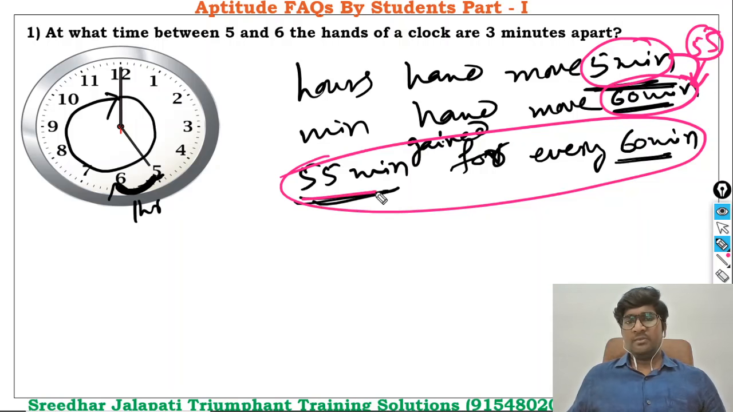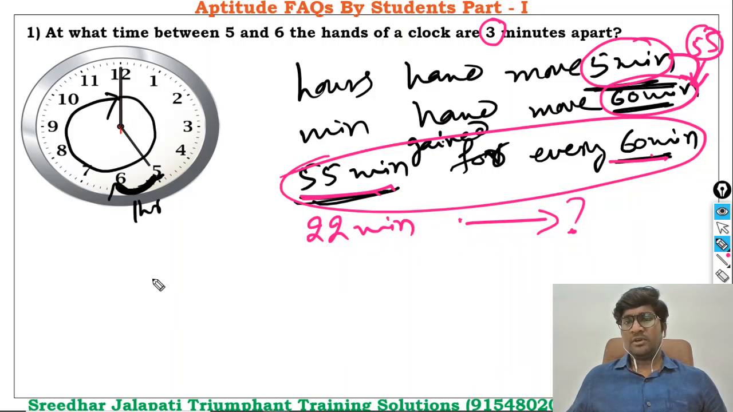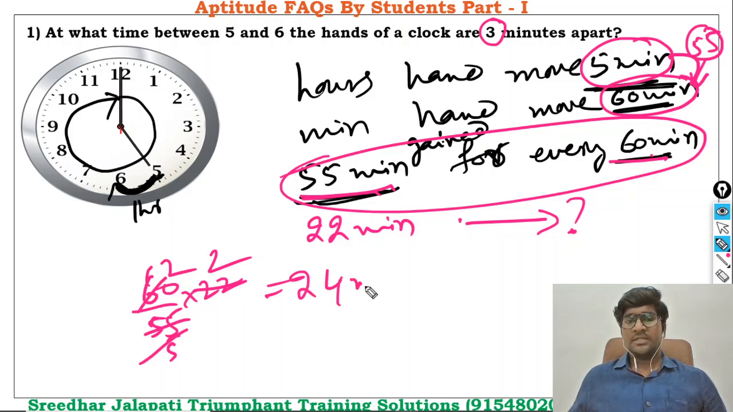Since 55 minutes are gained for every 1 hour, in this question to maintain 3 minutes space, minute's hand has to gain either 22 or 28, which we have seen just now. So to gain 22 minutes, how much time does the minute's hand take? For 55 minutes gain, 60 minutes. For 22, how much? So this will become 60 by 55 into 22. On further simplification, 11 2s are 22, 11 5s are 55, 5 1s, 5 12s, 24 minutes. So minute's end takes 24 minutes to gain these 22 minutes space.